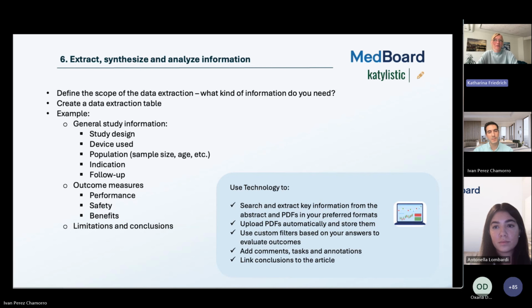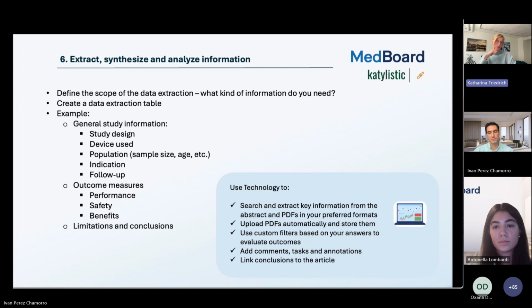Yeah, so usually I have more or less the same kind of information that I want to extract, especially when it comes to regulatory documents such as the clinical evaluation. For this purpose, I have a data extraction table, where I usually start with some general information about the study, including the study design, the population, and so on. And then I have a separate section for all the outcome measures, because these are very important, especially for quantifying the information about performance, safety, and benefits.